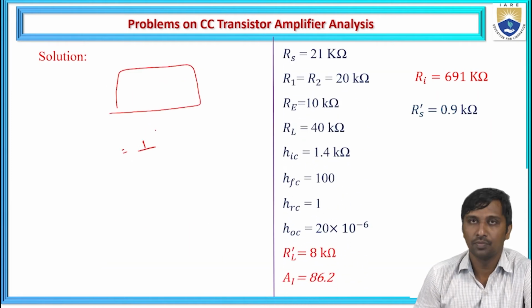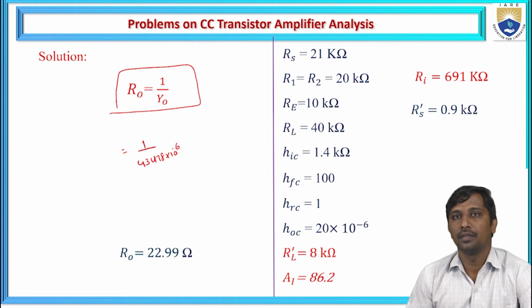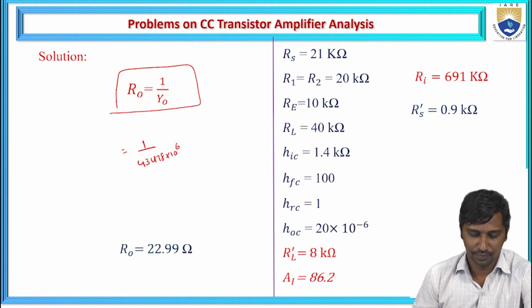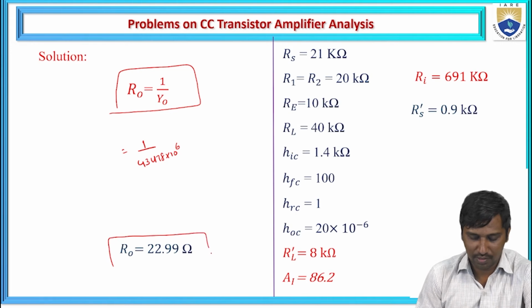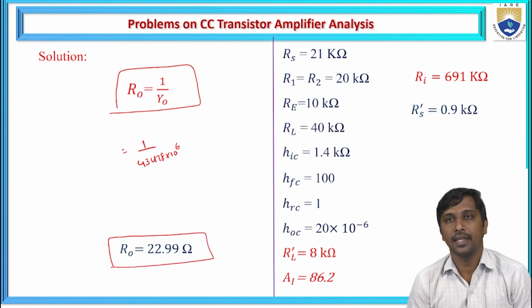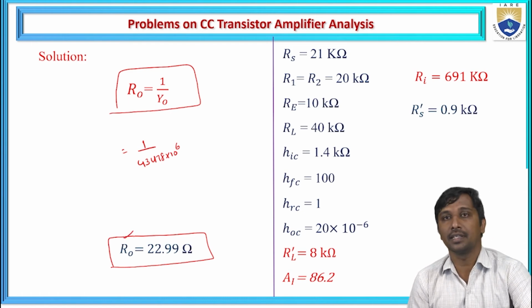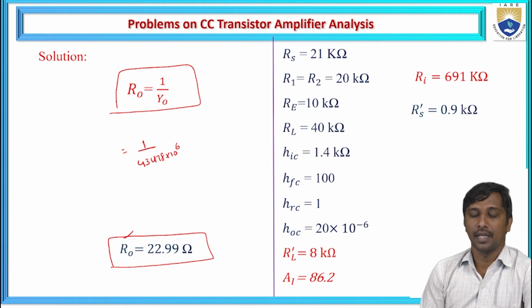43,478 into 10 to the power of 6. Then it gives R0 is equal to 22.99 ohms. So the R0 value is represented as 22.99 ohms.